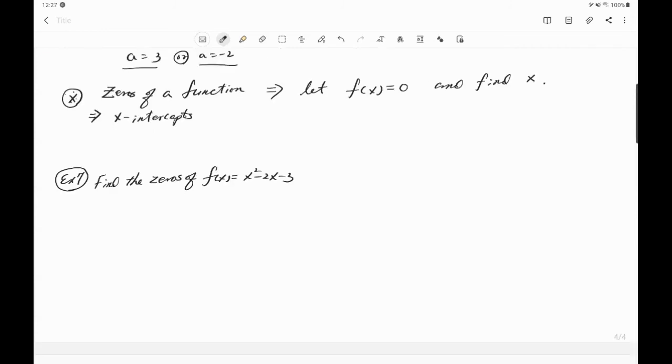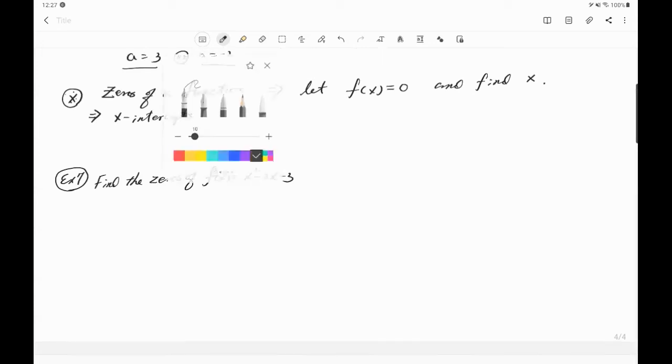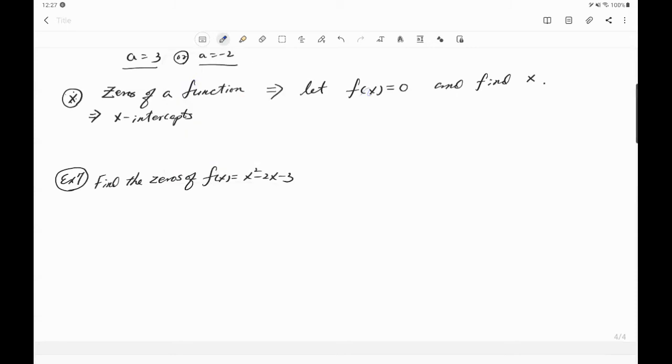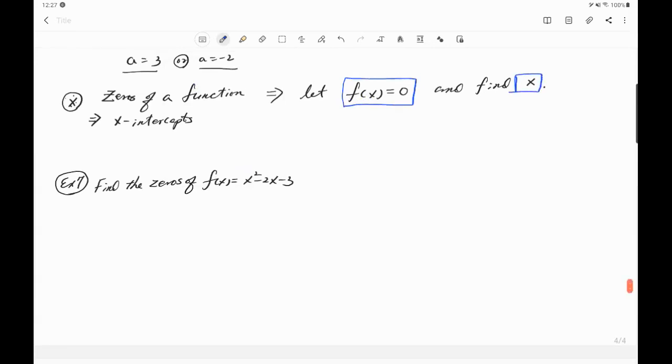Okay, there's a definition of zeros of a function. Zeros of a function means set the function equals 0. Since the function is 0, we can find x, right? Then these x values are the zeros of the function. So what are these x values? The x-intercepts. So zeros of the function means find the x-intercept.